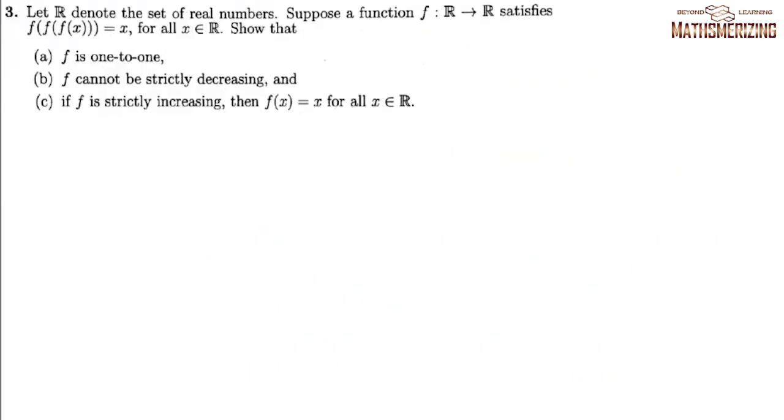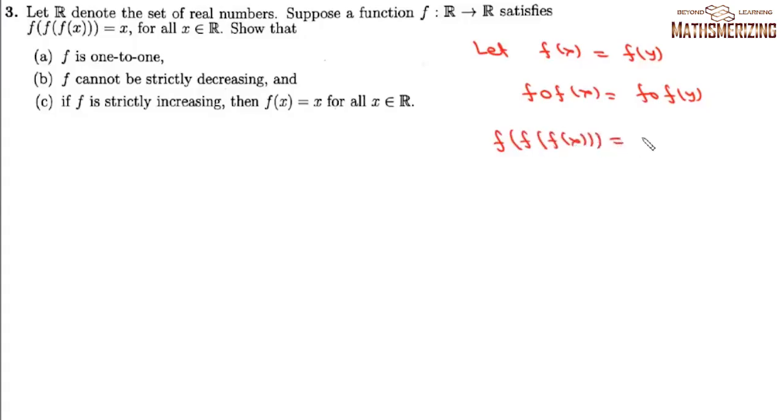Now the third question is, suppose a function f satisfies f of f x equals x for all x belongs to R. Now this first part is show that f is 1:1. Now what we'll do is we'll let f x equals f y. Now if f x equals f y, then f of f x equals f of f y.